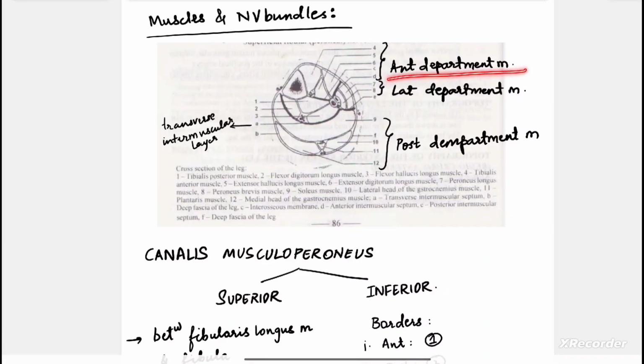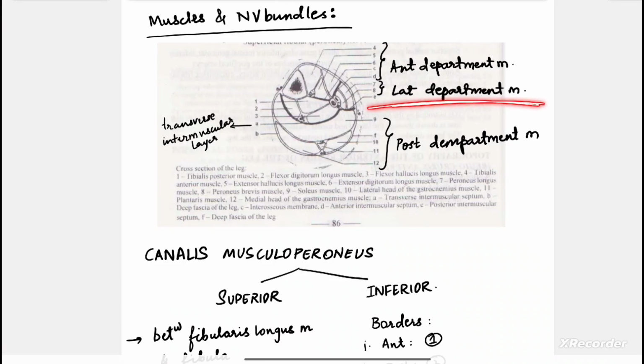Now, the anterior compartment. In the anterior compartment there is the tibialis anterior muscle, the extensor hallucis longus muscle, and the extensor digitorum longus muscle. Next is the fibularis, peroneus longus muscle, which is here, and peroneus brevis muscle. Anterior tibial artery and veins are also present.